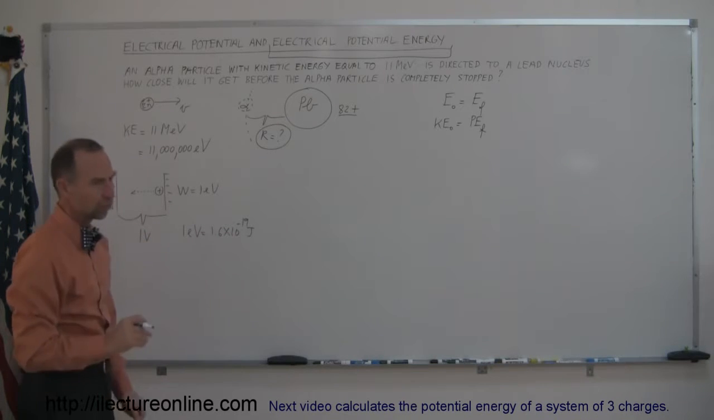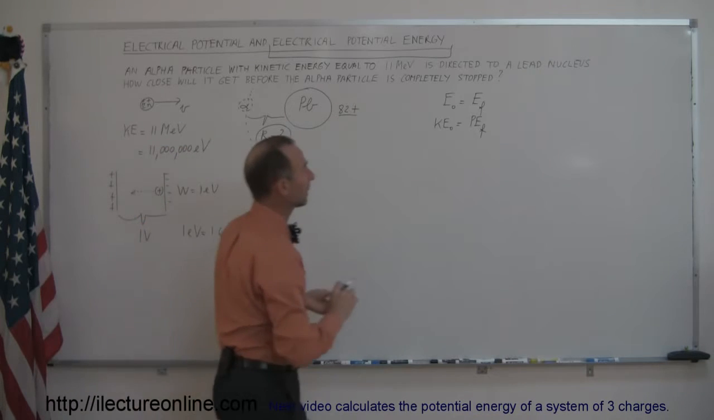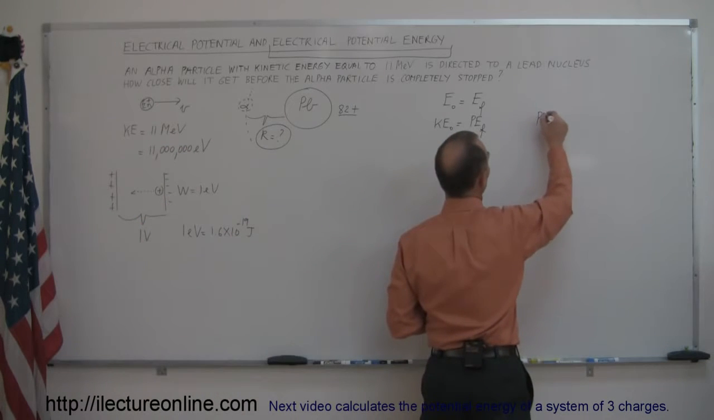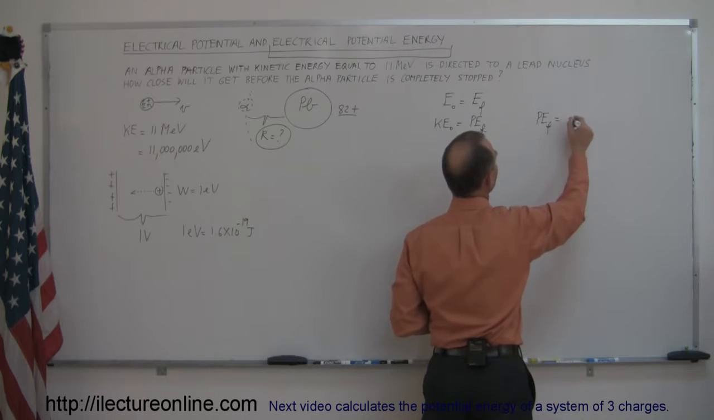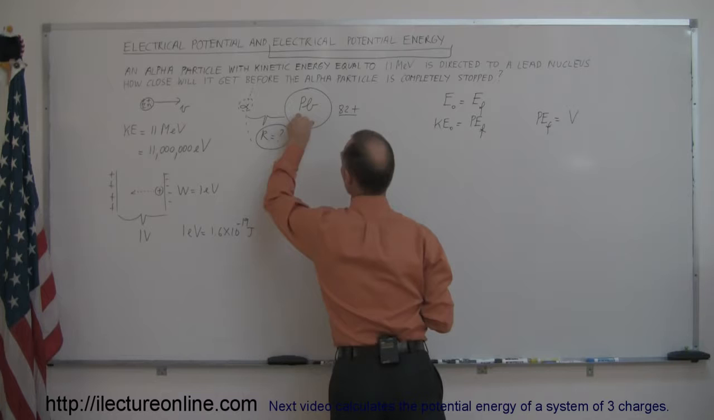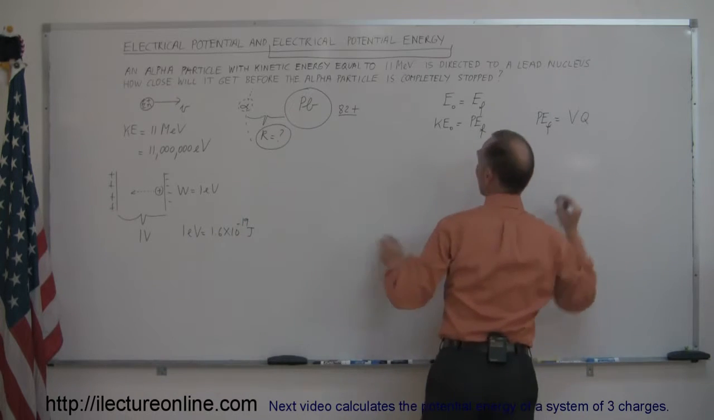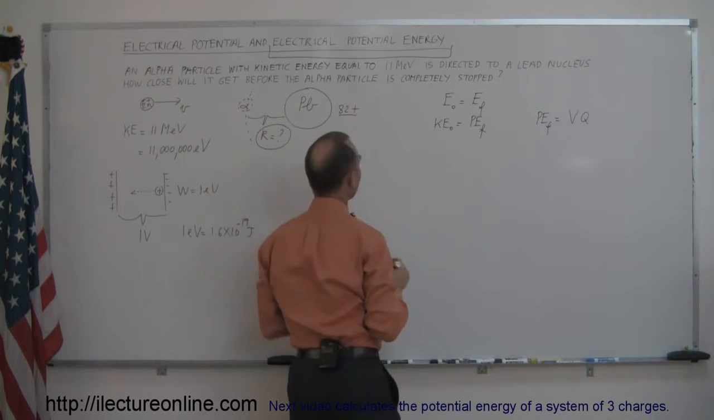The final potential energy is going to be the potential energy of the system, which can be calculated by taking the volts, or the potential at that location due to the charge of the lead nucleus, times the charge that we place there, which in this case would be the alpha particle.